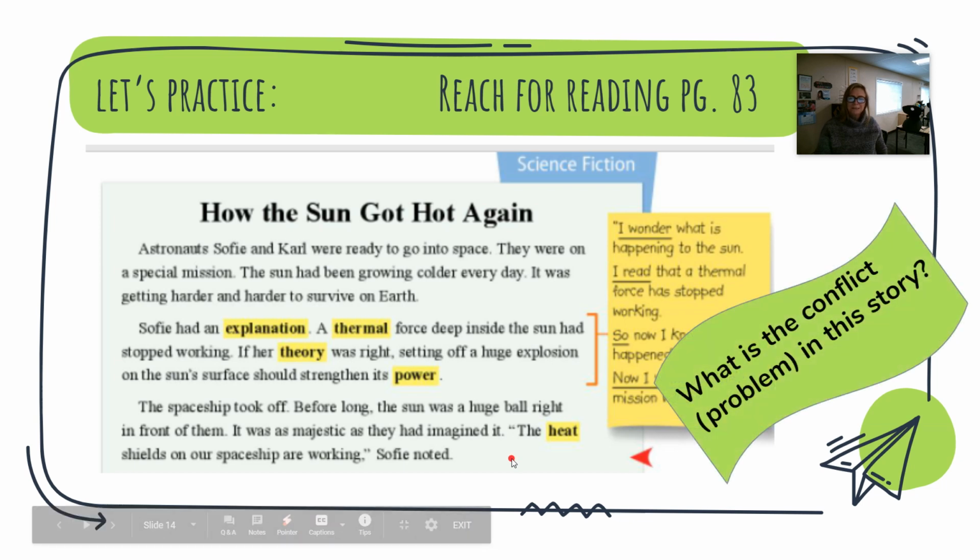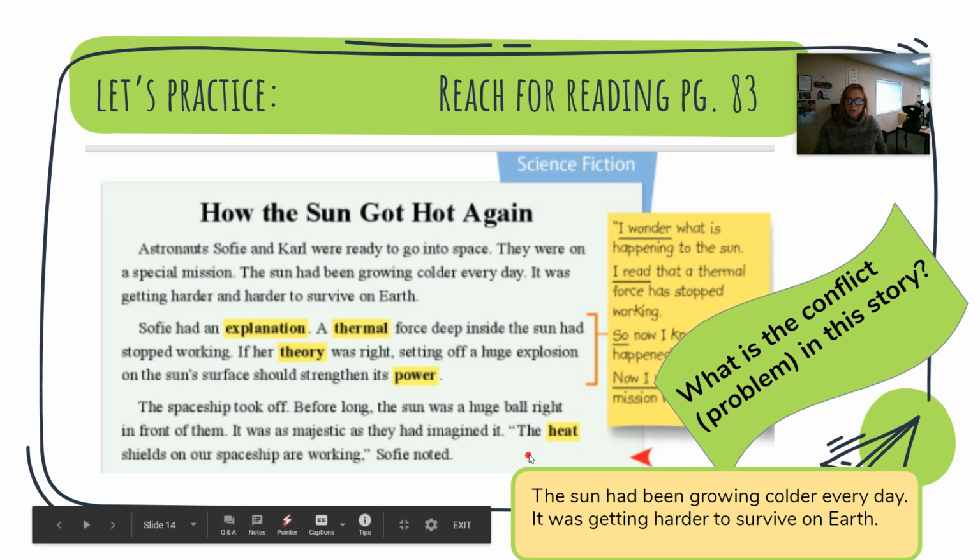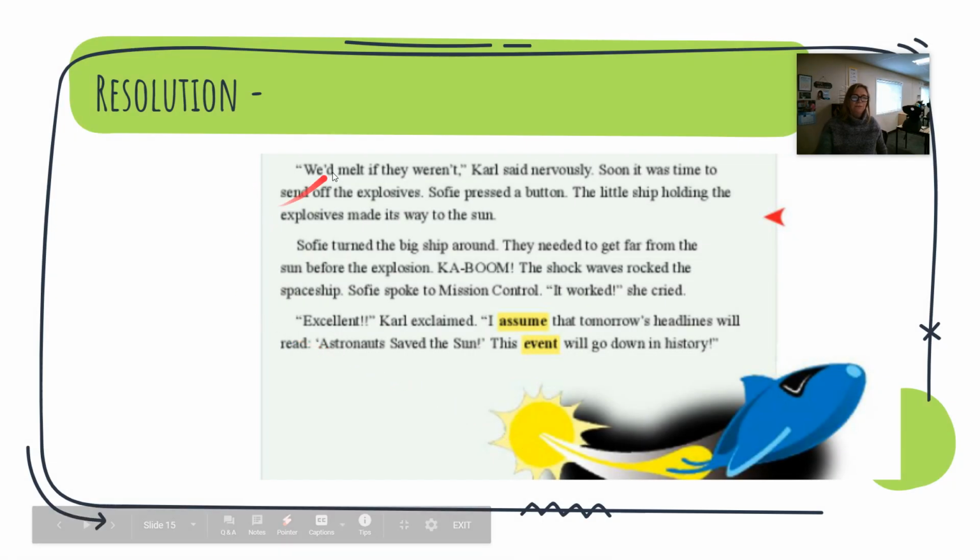At this point, what is the conflict or the problem in the story? Yep, the sun has been growing colder every day and it was getting harder to survive on Earth. Quite a conflict. Let's read the second half.